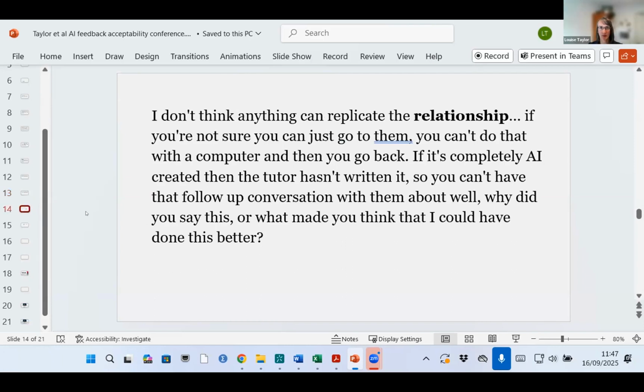And then this is really the bottom line, and this is why I say it's a paradox. Students recognise they potentially want feedback from GenAI, but they also don't, because they realise that it can't replicate that relationship that we have with them, which is really important. So this student's saying, I don't think you can replicate the relationship. If you're not sure, you can just go to your tutor. Can't do that with a computer. If it's completely AI created, then the tutor hasn't written it. So you can't have that follow-up conversation with them about, why did you say this, or what made you think that I could have done this better?